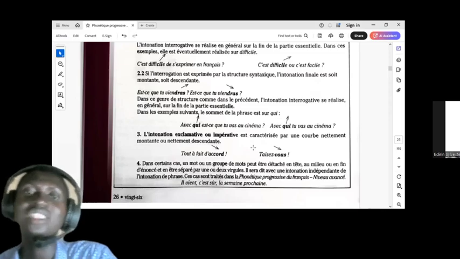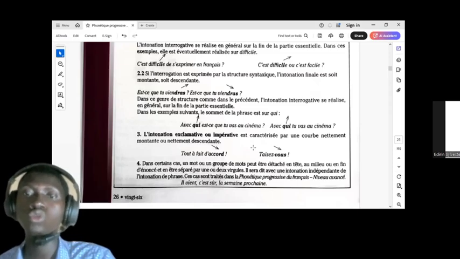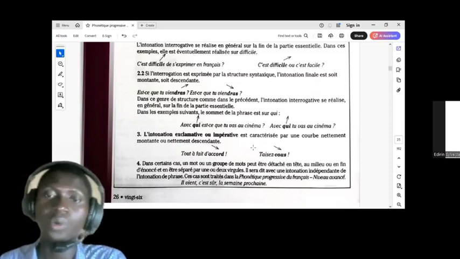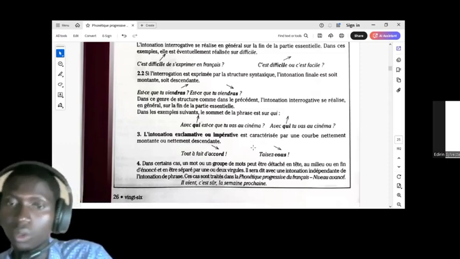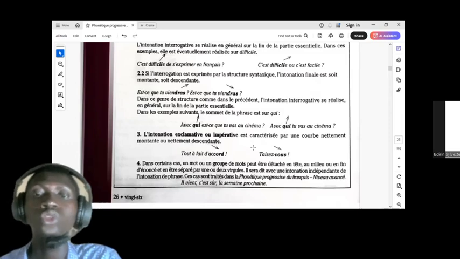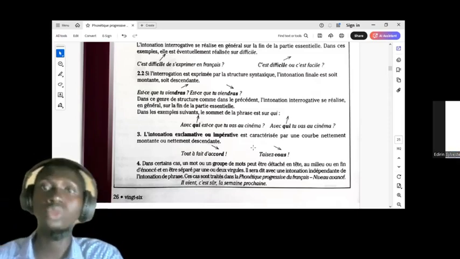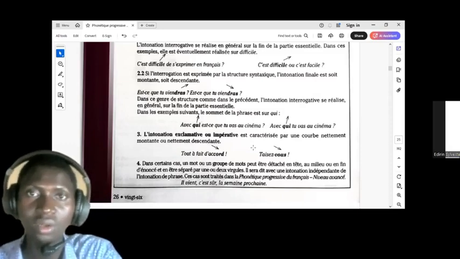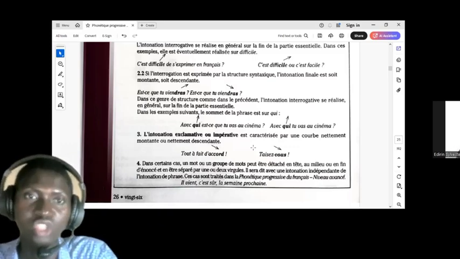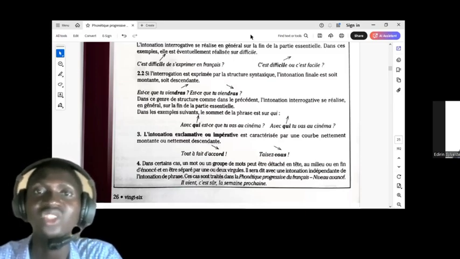Now for l'intonation exclamative ou impérative, cela est caractérisé par une courbe nettement montante ou nettement descendante. So it's also going to be either going up or down. We have Tu as fait, d'accord? Taisez-vous. So that is some few things to note. So generally, si on parle de l'intonation, on parle de la montante et la descendante de la voix dans la parole, the rise and fall of the voice in speech. That is what we call intonation. And these are the key things you need to know as far as that is concerned.